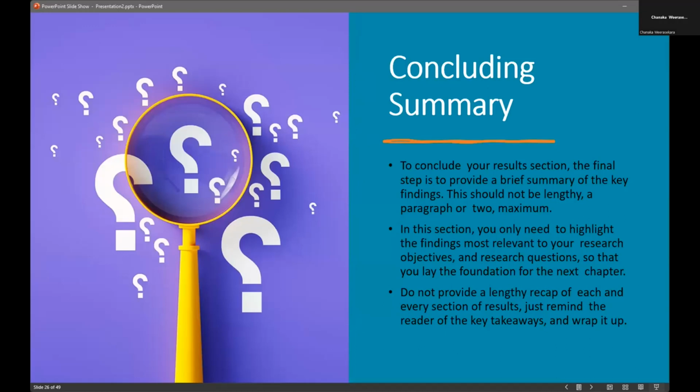So that's the idea. And then we can wrap it up, so that at that point you can get away with your results chapter. So this is how you should structure your results chapter.